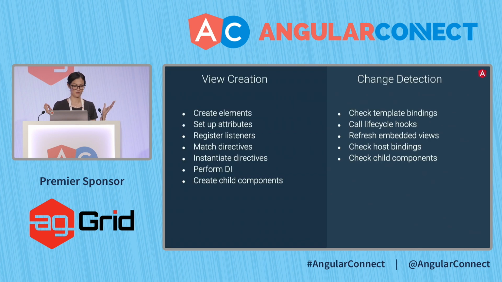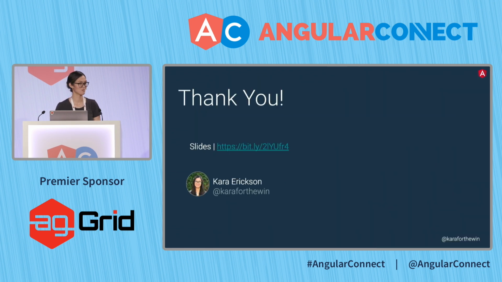Just as a quick review of what we've seen. In view creation, we created some elements. We set up some attributes. We didn't have any listeners, but that's where we would have registered them. We matched directives. We instantiated directives. We performed DI. We created our child components. In change detection, we checked all of our bindings. We called lifecycle hooks. We refreshed embedded views. We checked our host bindings. And we checked our child components. So there's a lot going on. But hopefully that's a little bit more digestible than it was before.